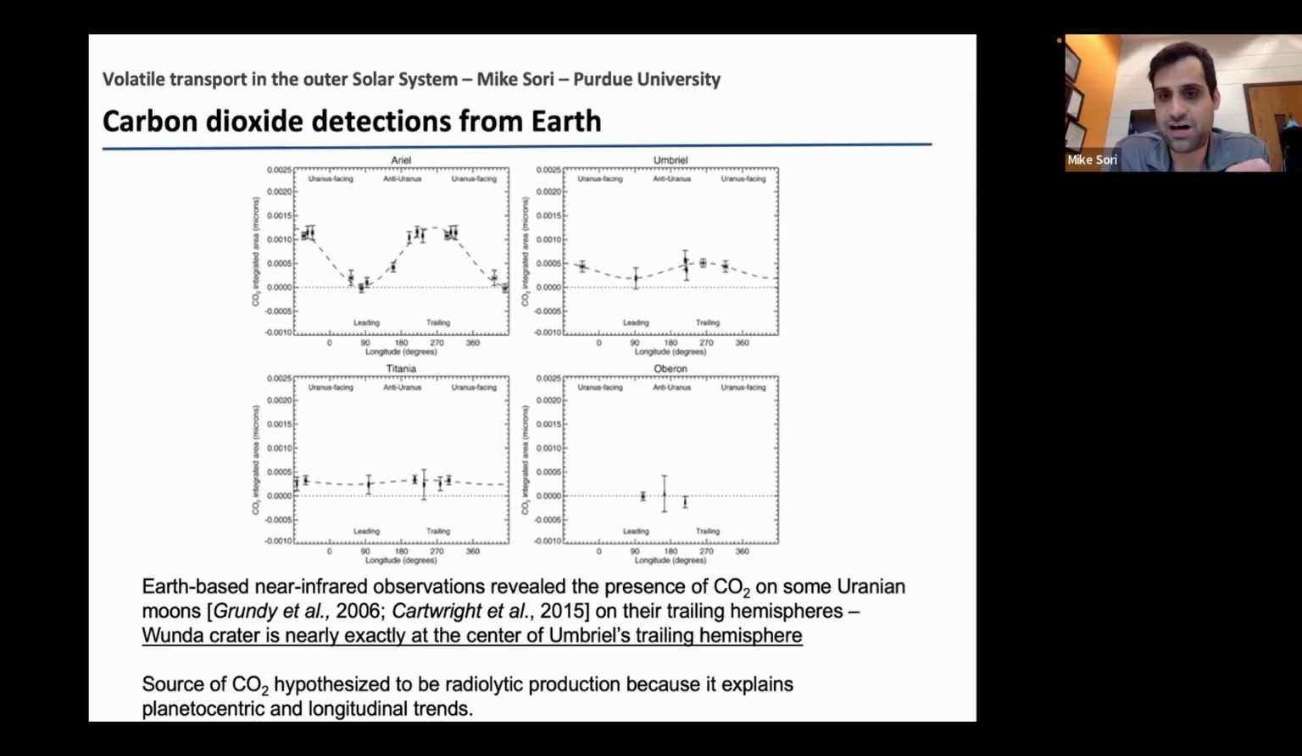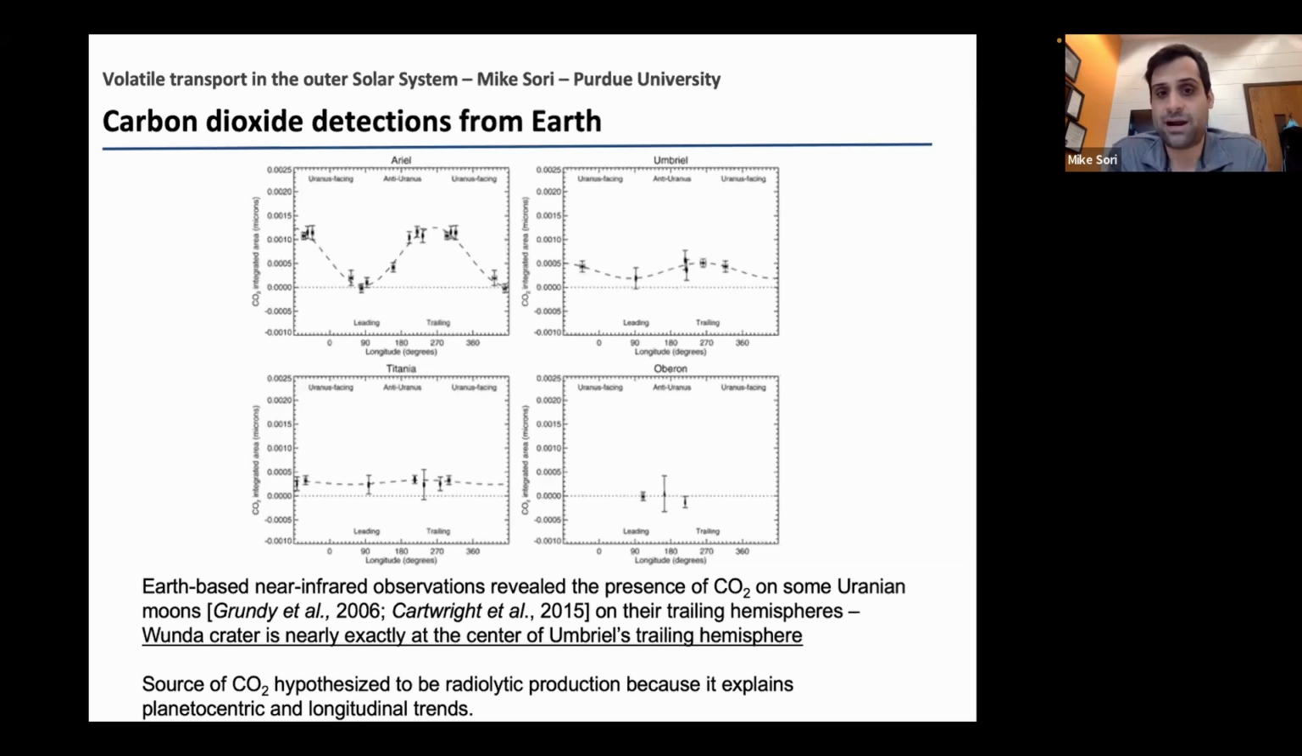And this led to the hypothesis that the CO2 is radiolytically produced by particles that get caught up in Uranus's magnetosphere and impinge upon the centers of the trailing hemispheres of these moons. You don't see it on Miranda because Miranda is too small to hold on to its carbon dioxide species. Escape velocity is very low.